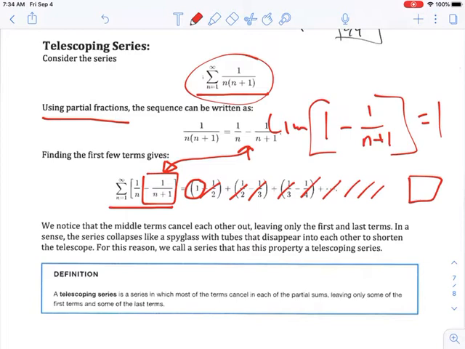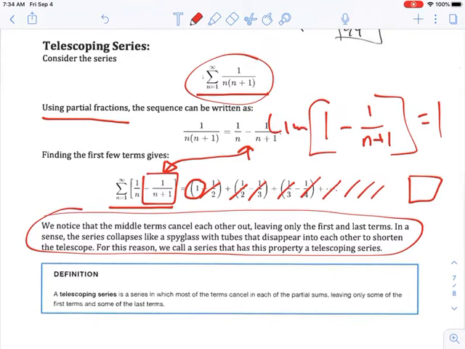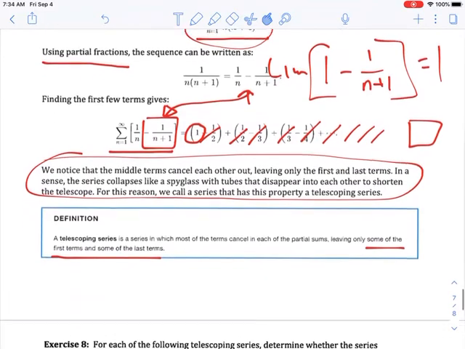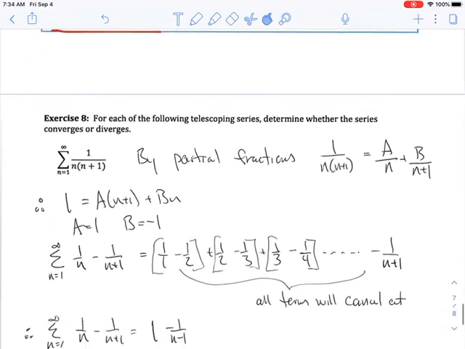And this is called a telescoping series, as it explains down here. So a telescoping series is a series in which most of the terms cancel in each of the partial sums, leaving only some of the first terms and some of the last terms. Now, not every telescoping series will cancel out the exact same way, as you'll see. So let's just do a couple of quick examples. These are very time-consuming, by the way, if you haven't already figured that out.